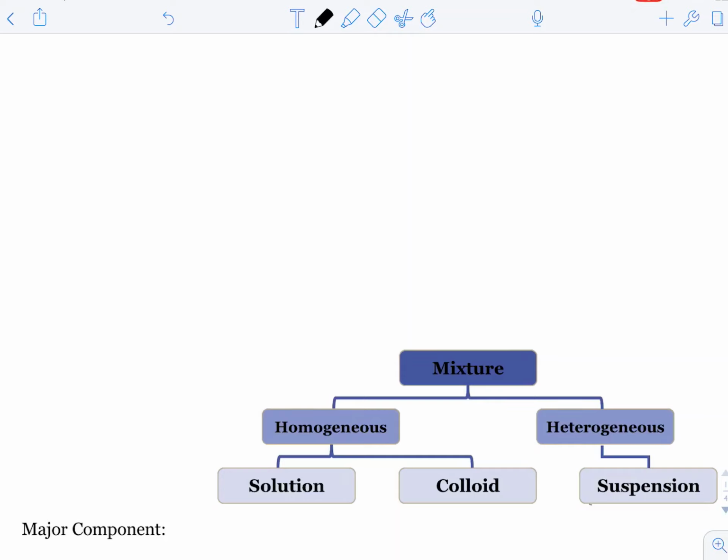Hello. In today's video, we're going to be talking about mixtures. Mixtures are important because almost everything you're going to encounter is going to be some sort of mixture. It's really hard to get just pure substances, but mixtures themselves are going to be the combination of two or more pure substances.